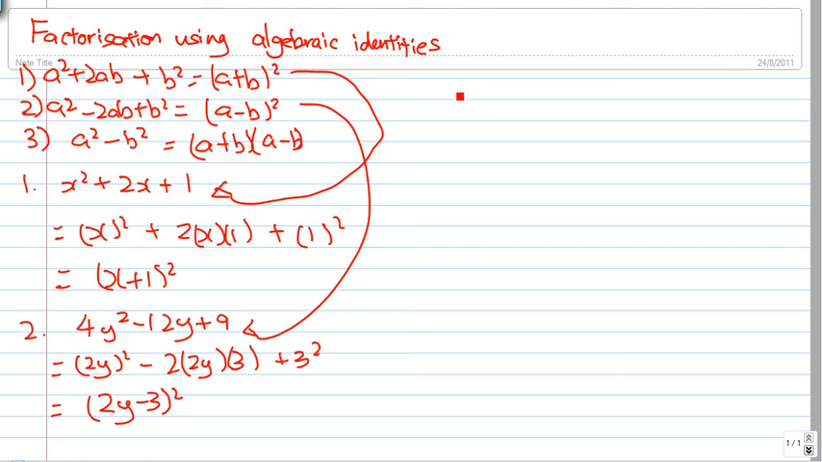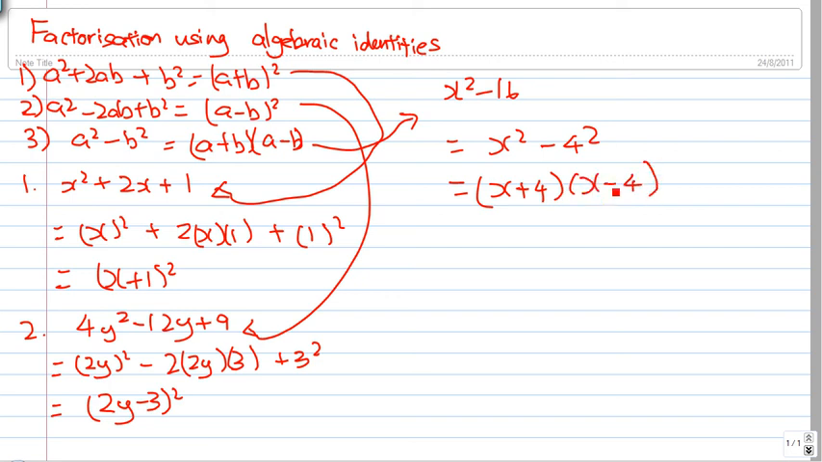Yet another example. If you have x squared minus 16, this most resembles the third identity. So put it in the form of a squared minus b squared. You get (x plus 4)(x minus 4). So this is just a few examples on how you can use algebraic identities to help you factorize.